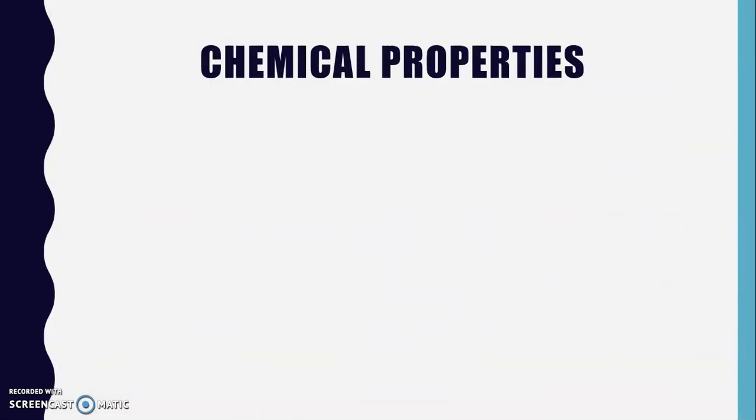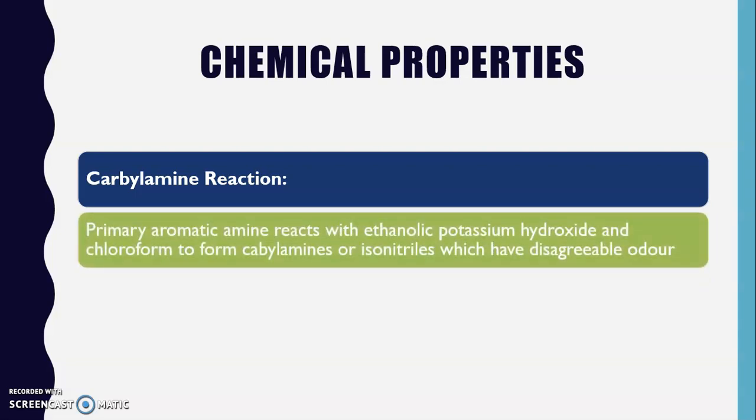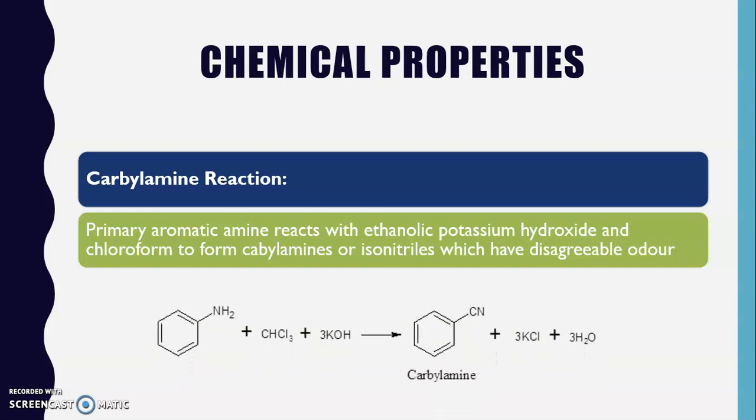Further, the next property that we are going to discuss is the carbylamine reaction. Now this is a specific name reaction for the primary aromatic amines. Primary aromatic amines react with ethanolic potassium hydroxide and chloroform to form carbylamines. Carbylamines are nothing but the isonitriles, and they will have a specific odor. So this particular reaction is useful for detection of the primary aromatic amines.